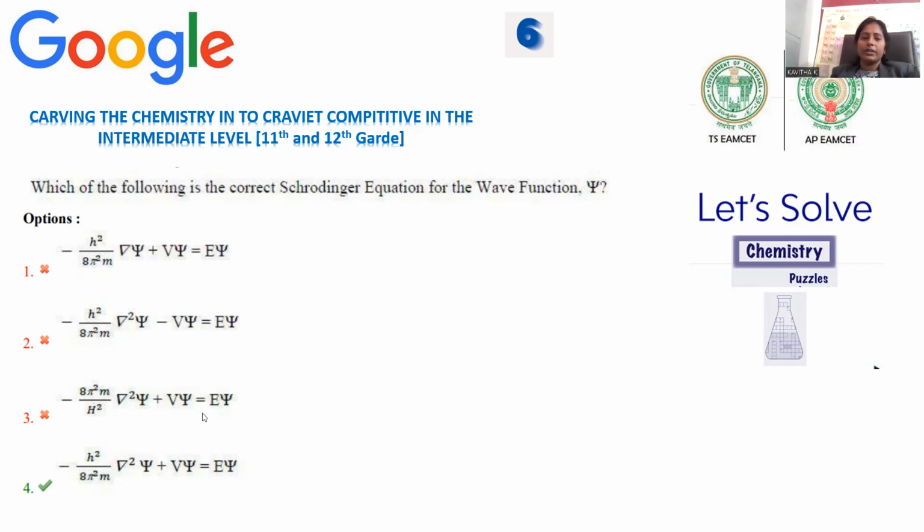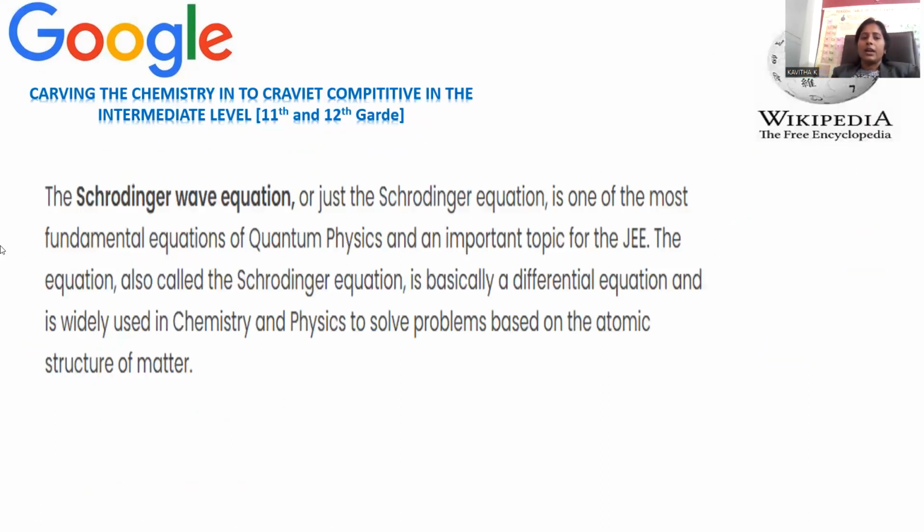It is the most important equation, and it is given by negative h square by 8 pi square m del square psi plus v psi is equal to e psi. So this is the fundamental equation, the Schrodinger wave equation. It is derived for the hydrogen atom, and the principal quantum number, azimuthal quantum number and magnetic quantum number are all derived from it. Right. So let's see what the Schrodinger equation actually is.